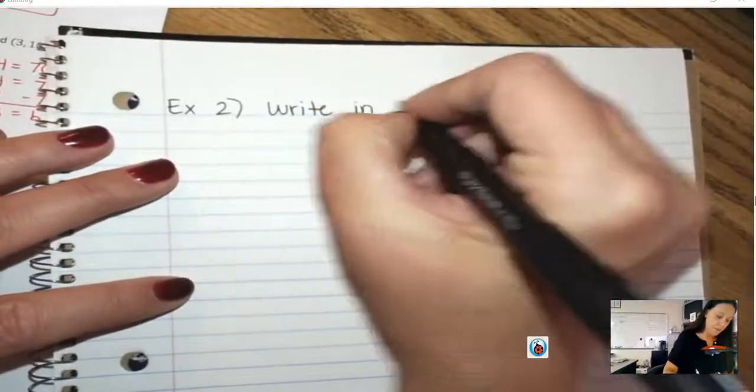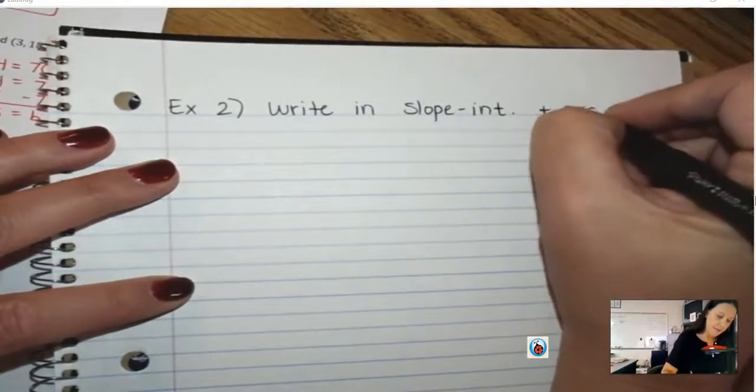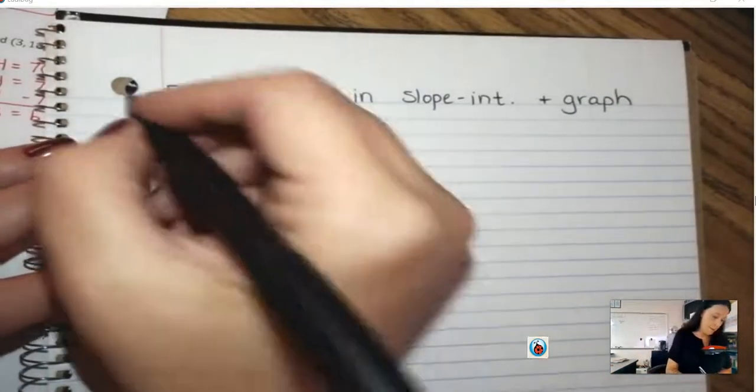Okay, this is example 2. The directions say write in slope-intercept and graph. So you're going to have to do 2 things here. First, you have to make sure you give me the equation in slope-intercept form, and then you have to graph it. So you are going to need graph paper. So if you don't have graph paper right now, go to my table and go get some graph paper. You're not doing this on notebook paper. Oh, then as long as there's a graph there. I just don't want to see notebook paper with like lines drawn in.